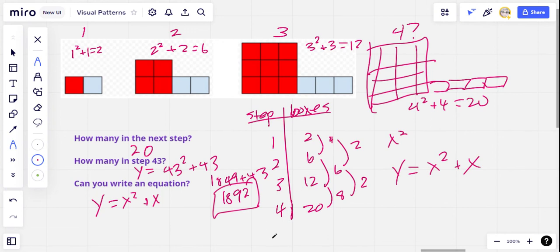Well, how did you do? Did you get this next step, step number 4? Did you get all the way to step 43? Let me know. Thanks, everybody.